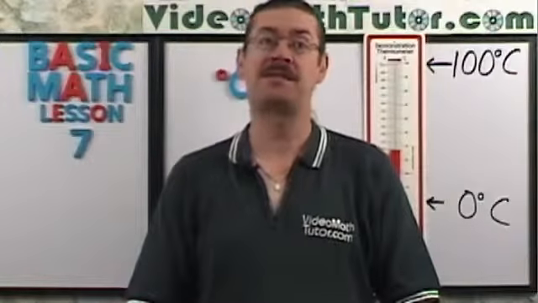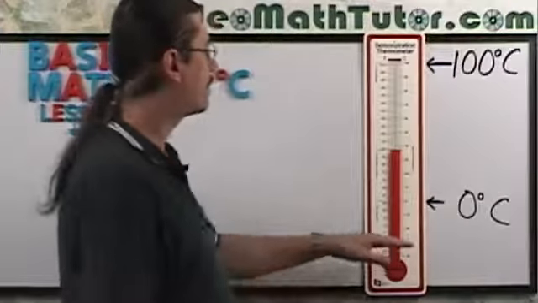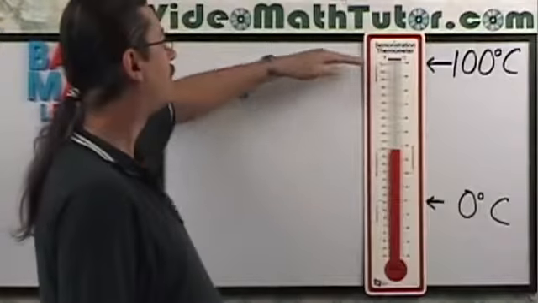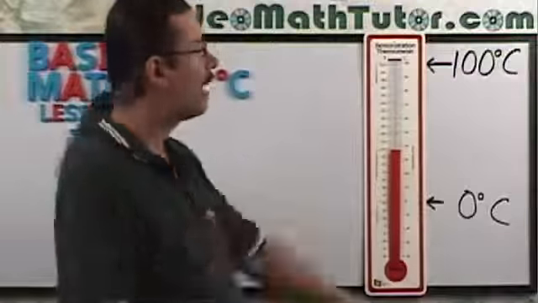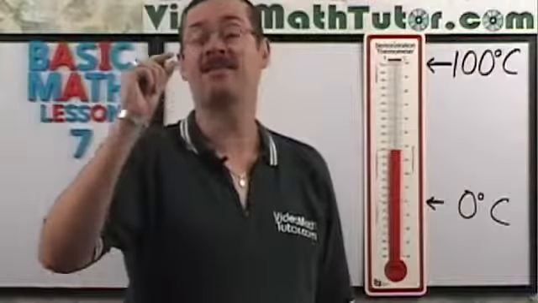Now for degrees Celsius, right here's my symbol. And in a similar way, I designate the freezing point of water to be 0 degrees Celsius, the boiling point to be 100. So if I want a single degree, I have to divide this into 100 equal parts. Each of those little parts is 1 Celsius degree.